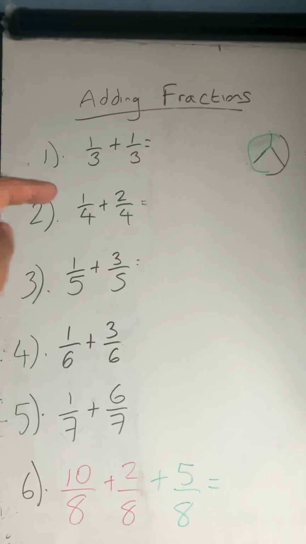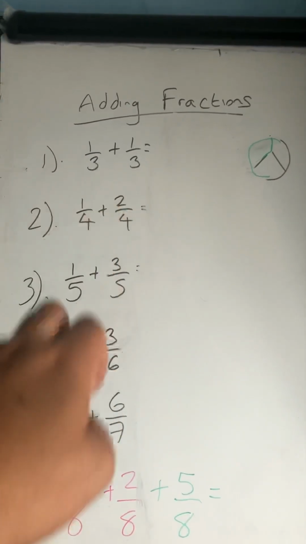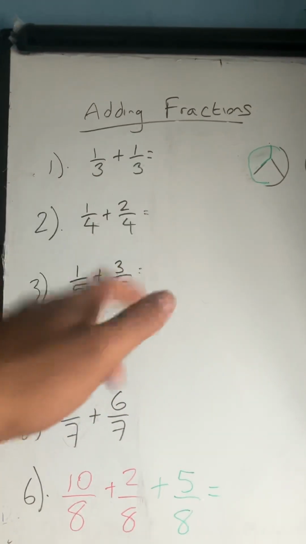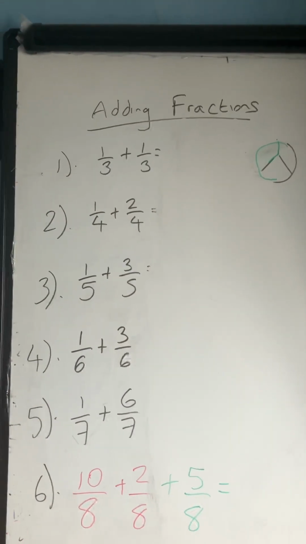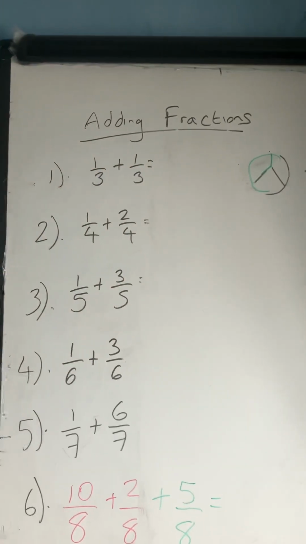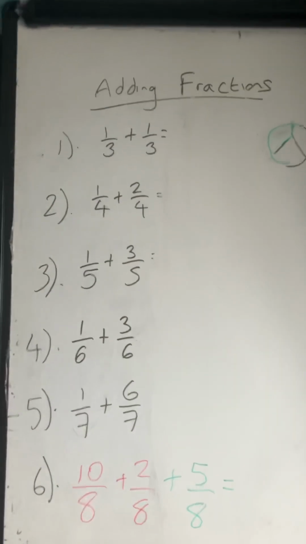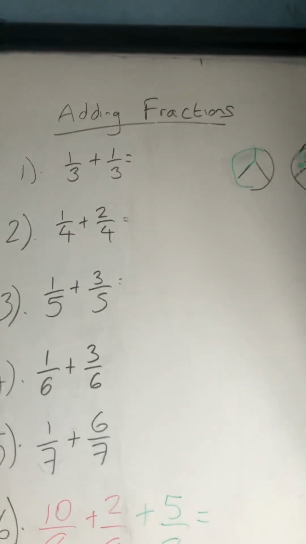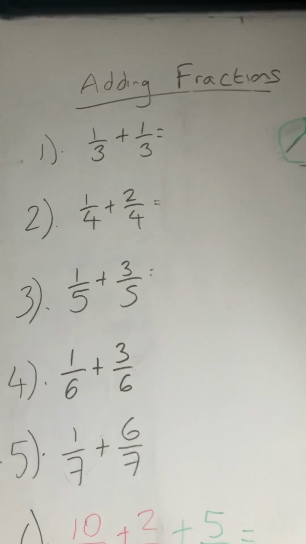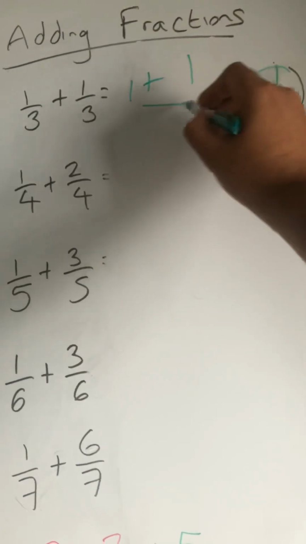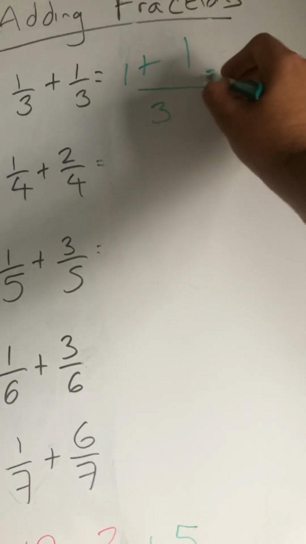So this is question number 1. I've got 1/3 plus 1/3. Now, when I add fractions with the same bottom numbers, i.e. the same denominators, I just add the numerators together, so I just add the top numbers. So I have 1/3 plus 1/3, which is equal to 2/3, okay? So I've got 1/3 plus 1/3, so I'm going to get 2/3.